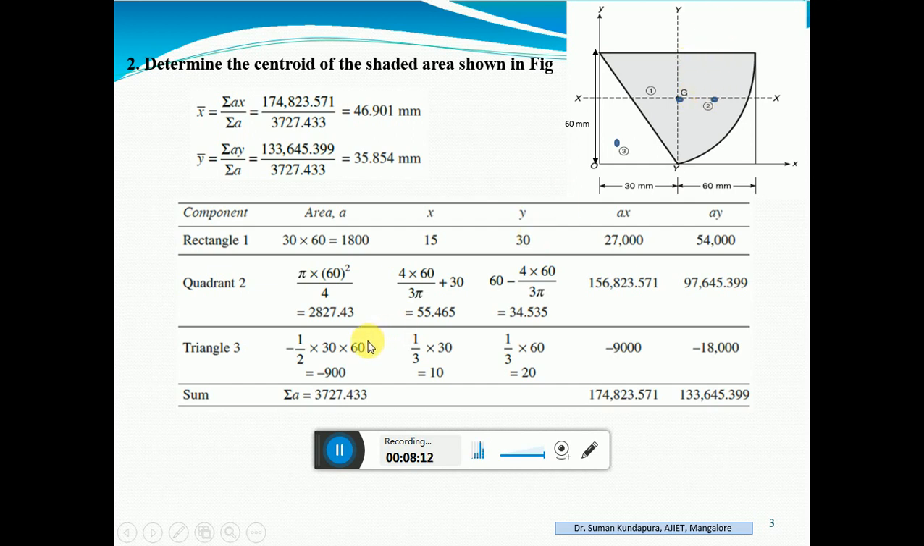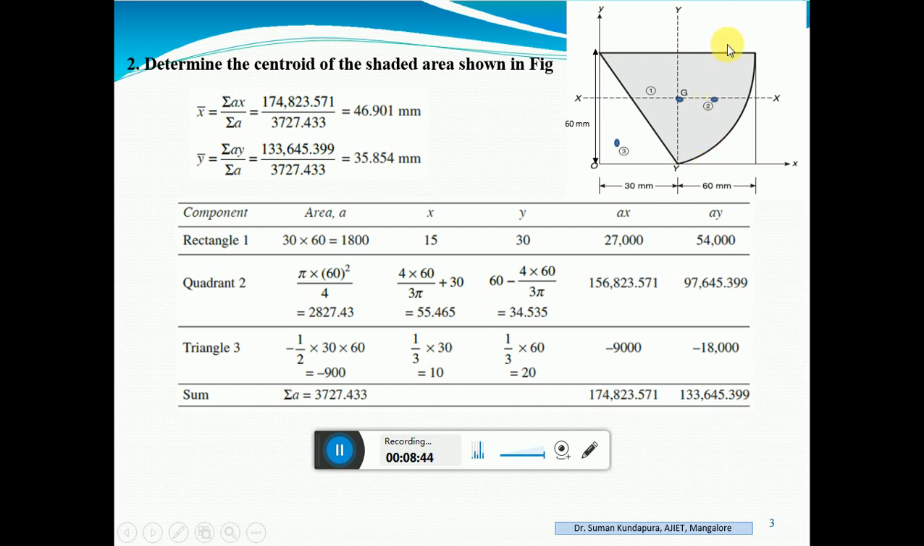Okay. Next, I need to find out what the x distance is. If the CG of the quarter circle is here, what is the x distance from the y axis? So what is this distance? 30 mm plus 4r by 3 pi. So it is 4r by 3 pi plus 30. You will get 55.465. Next, I am supposed to find out the y distance. This is the y distance of the quadrant.